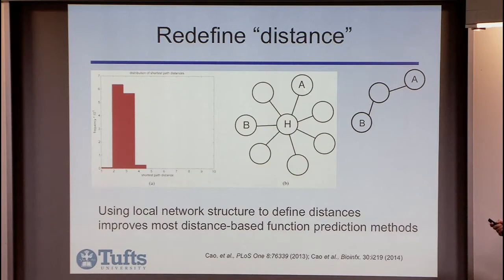Your expected time to get from here to here, most of the time you're going to be bouncing around all over this graph before you get here, so it's much, much further. So if you redefine distance in a way that captures random walk time or hitting time or diffusion or some measure of this, you improve almost all the distance-based protein function prediction methods because you're able to make distinctions between these guys of degree 2, and it doesn't mean degree 2 anymore. So that's one of the things that we can do to help the process along.